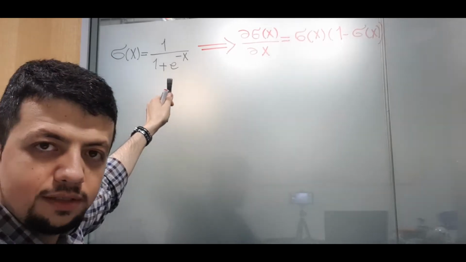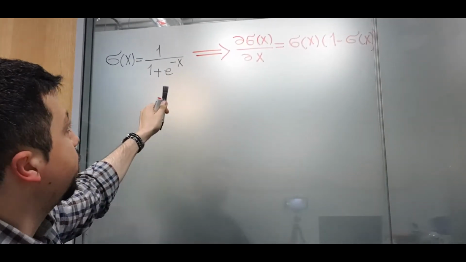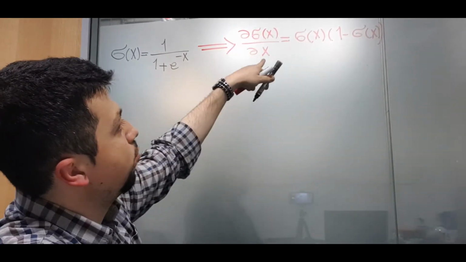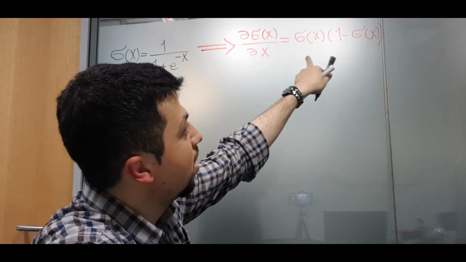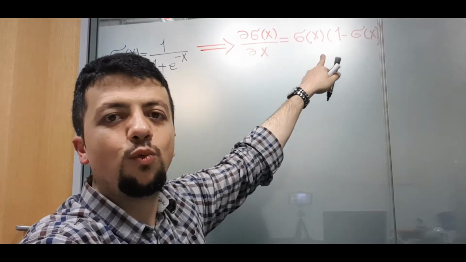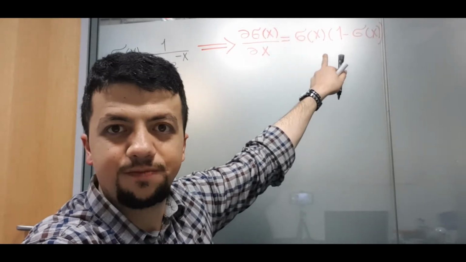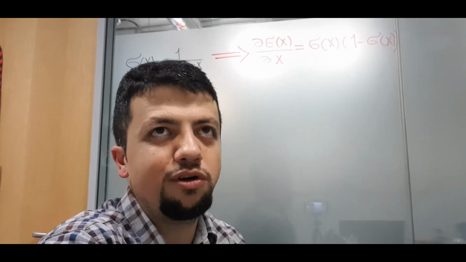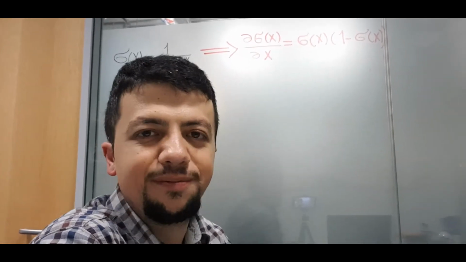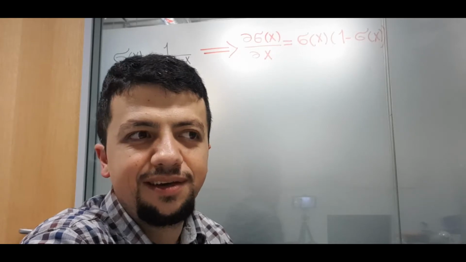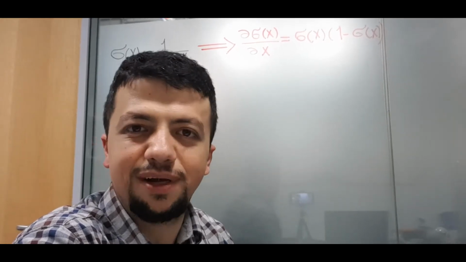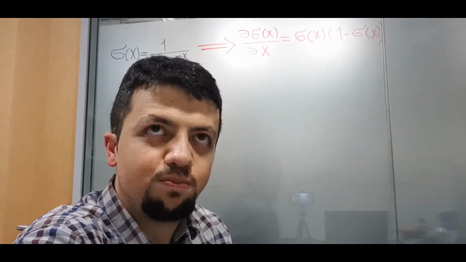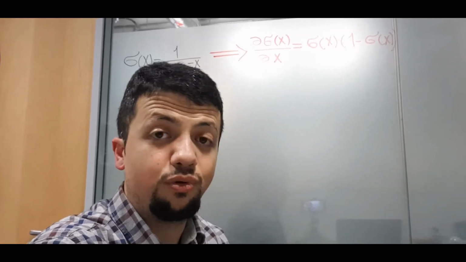And we know, if you just search it, that the partial derivative of sigmoid of x with respect to x is equal to the sigmoid of x itself multiplied by 1 minus sigmoid of x, which is pretty neat actually. The derivative of a function with respect to its parameter x is the function itself multiplied by 1 minus the function itself, which is very cool. Today we're going to prove this and go through it step by step.